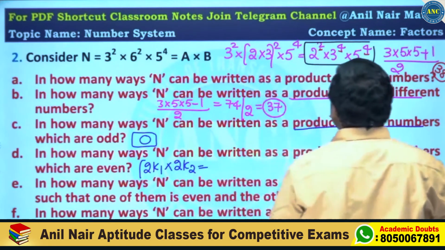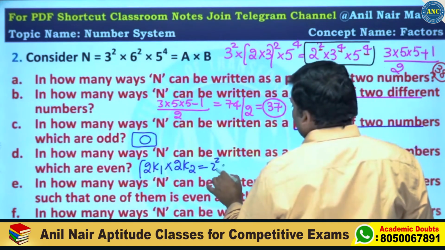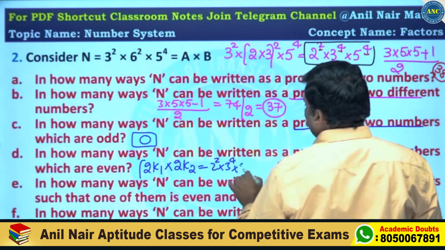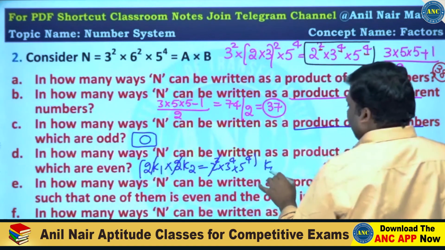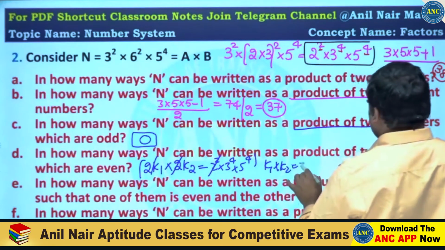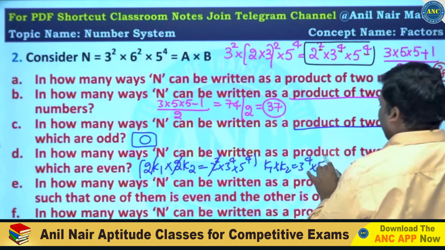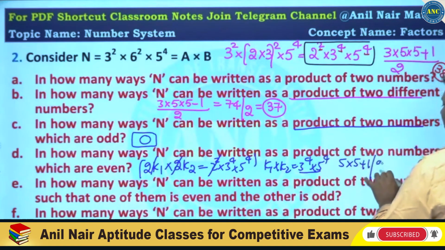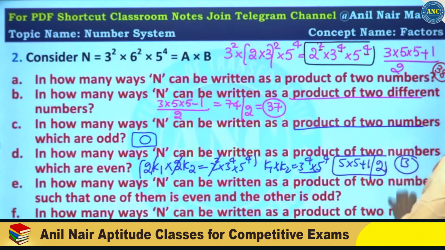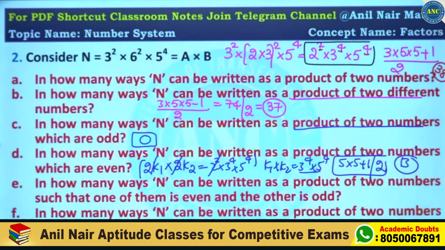It is equivalent to 2 square into 3 power 4 into 5 power 4. 2 square will get cancelled. So k1 into k2 is 3 power 4 into 5 power 4. How many cases? 5 into 5 plus 1 divided by 2. 25 plus 1, 26, divided by 2, 13. I hope the idea is clear.